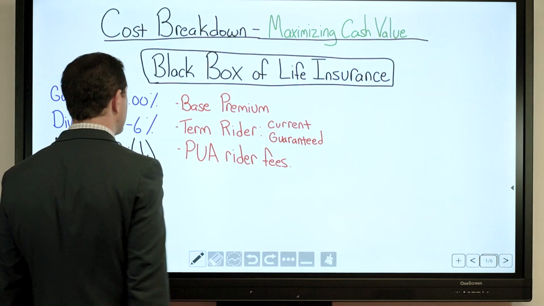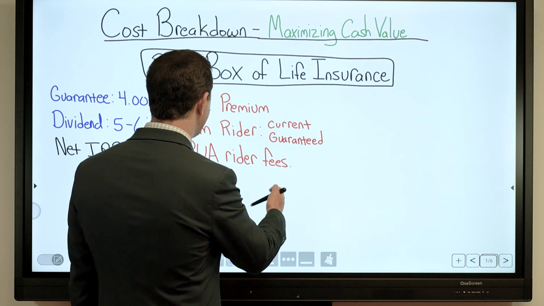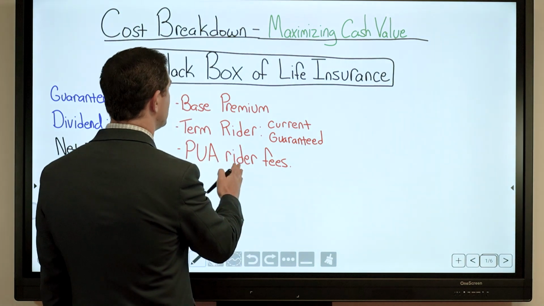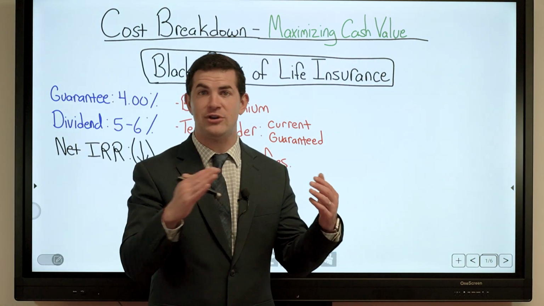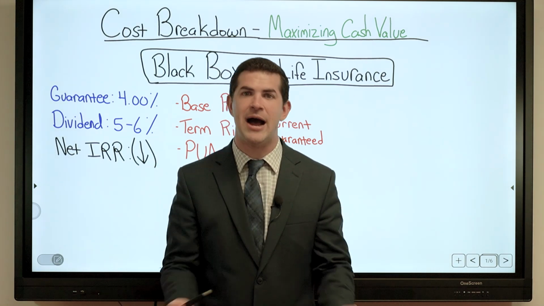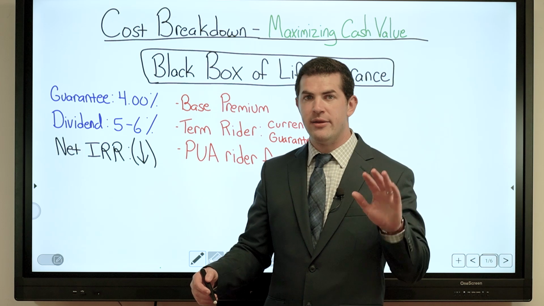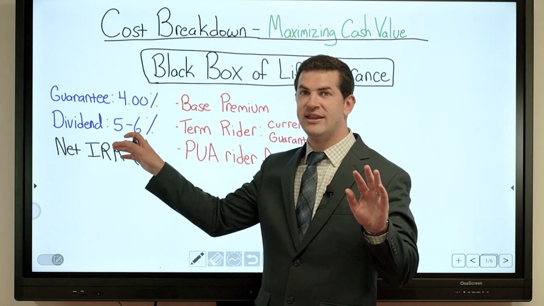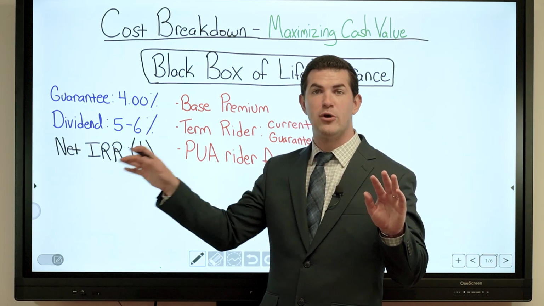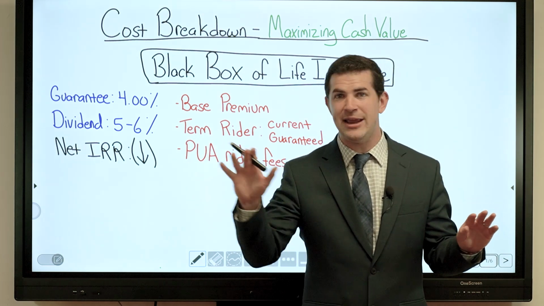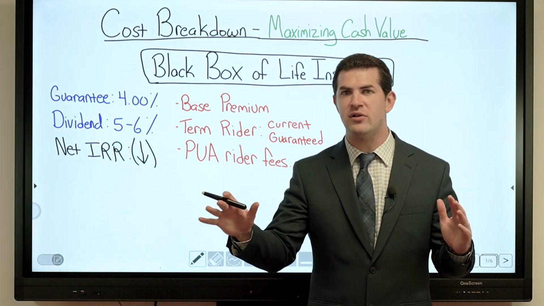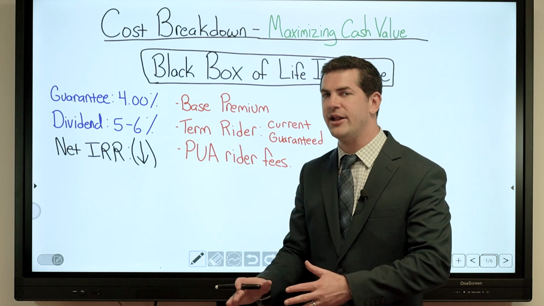Then you've got PUA rider fees. When you pay money into the PUA component of a life insurance policy, that accelerates your cash value growth. That's the key to optimizing everything. Yet, if I have a PUA that I pay into a policy with a 6% dividend, and on paper their PUA rider fee is 8%, it makes it look like I'm never going to earn any money.